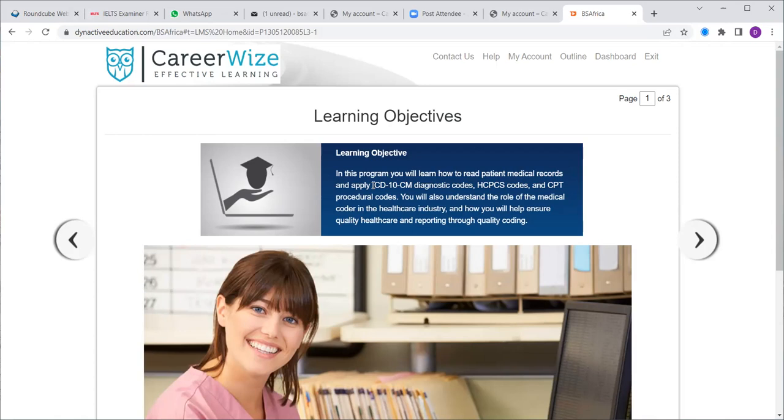Other countries around the world, the US, Europe, they all use the ICD-10. ICD-10 has over 73,000 codes. Wow, 73,000 codes, but you don't need to memorize a single one of them. There is software you use to find a code and look for them. I will show you how to do that shortly.